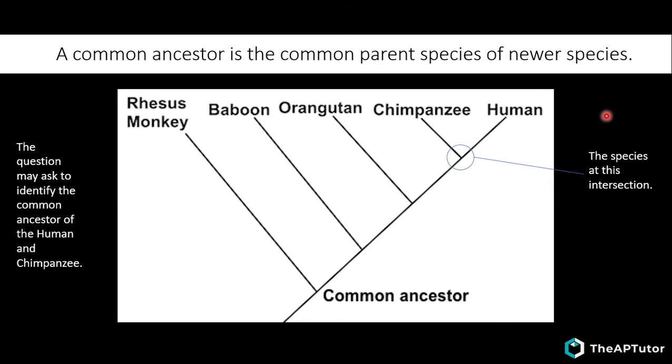Common ancestry. So a common ancestor is a common parent species of new species. So basically what you'll need to know for the AB exam is that the question might ask you to identify the common ancestor of, for example, the human and the chimpanzee. We can look right in this area and say the species at this intersection is the common ancestor of these two species. If it was the human and the baboon, it would be right here. If it was the common ancestor of all these organisms, it would be right there. So then that's basically what you'll have to do. They might ask you to circle it for an FRQ, and/or know what a common ancestor is.